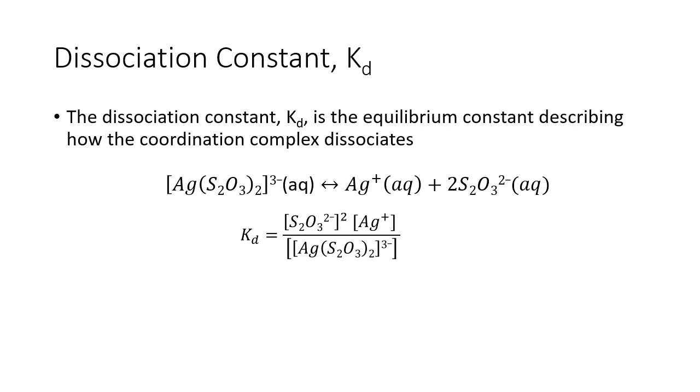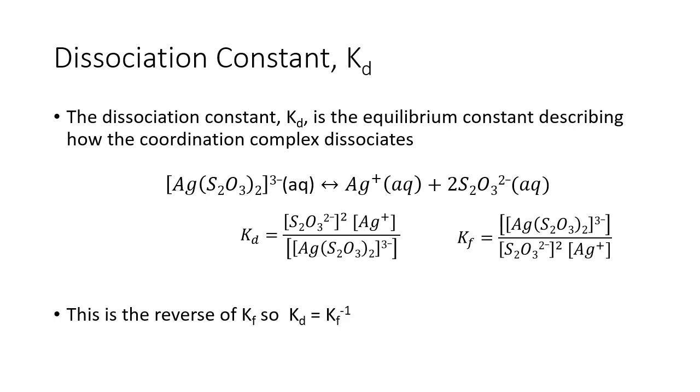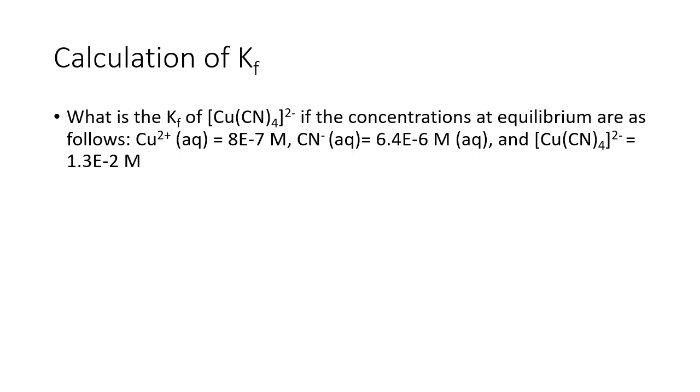Now, hopefully, we remember from before that K sub F is the opposite equation, and it actually is the inverse of K sub D. So if you take the inverse of K sub F, you will get K sub D. Anytime you flip reactants and products, this relationship will hold true, and we'll talk more about that in the coupled equilibria slides.